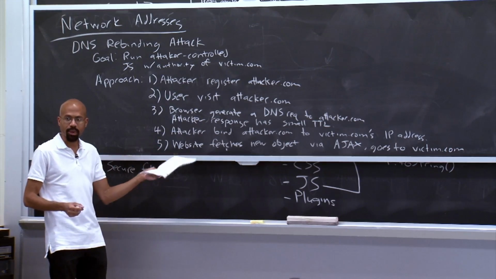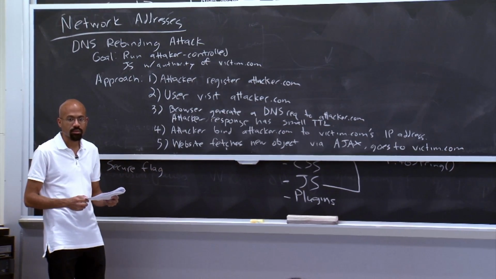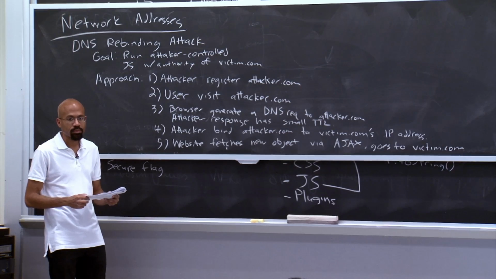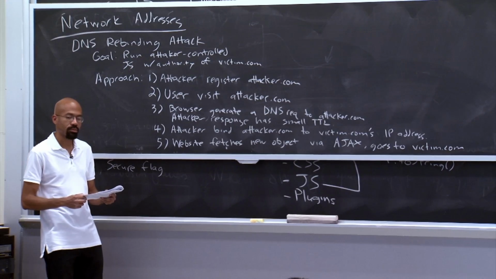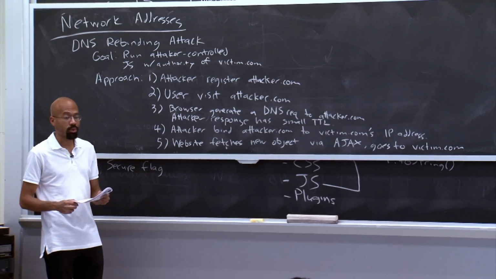So does this attack make sense? Wouldn't it be more sensible to do the attack the other way around, to map victim.com to the attacker's IP address? Because that way you're same origin as victim.com, so you can get all the cookies and such. Yeah, that would work too.